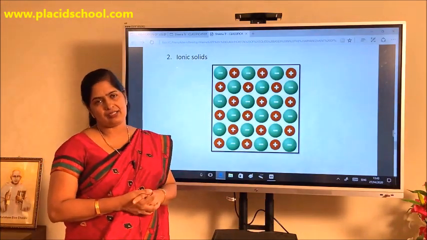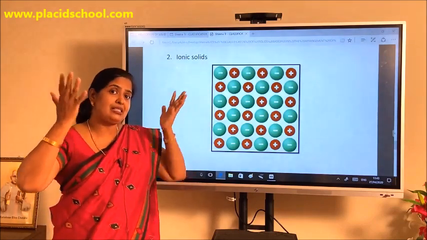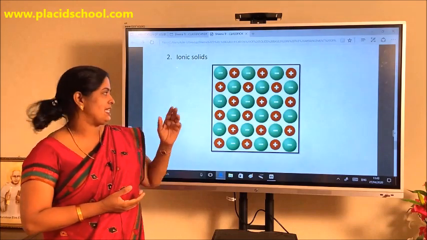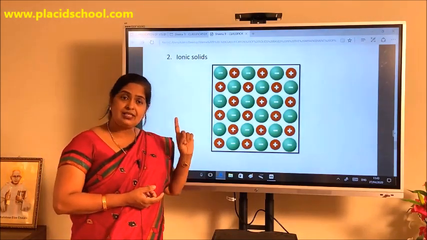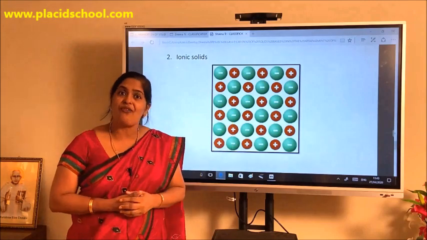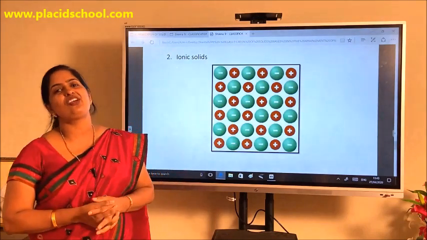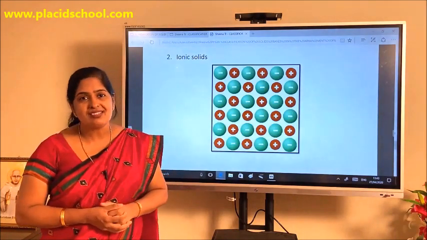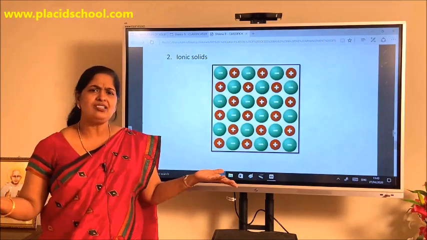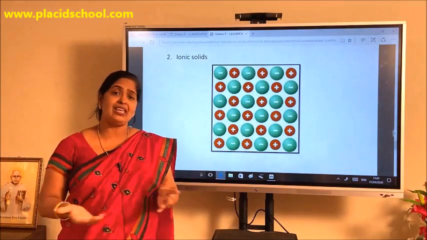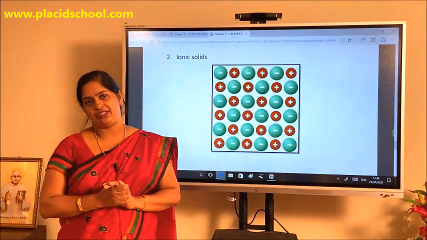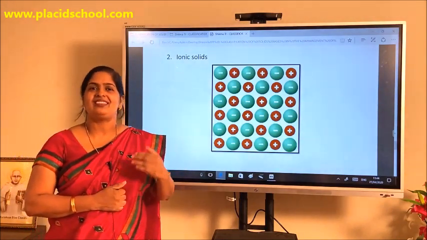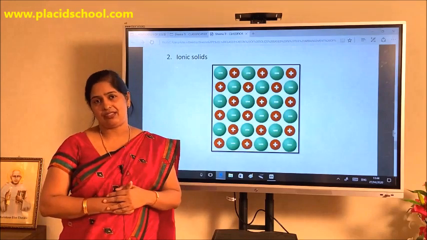Number one, they are hard. Number two, they have high melting point and boiling point. What about its conductivity? Since they are existing in the form of ions, they are good conductors of electricity in one condition, in molten state or in aqueous state. In solid state, they are poor conductors of electricity, or we can say they are non-conductors of electricity. But in molten state or in aqueous state, these ionic solids are good conductors of electricity.